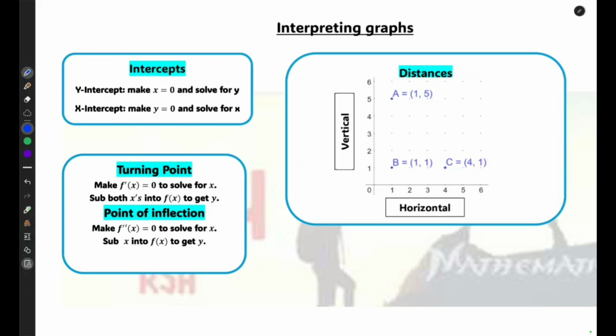To get a y-intercept and to get an x-intercept, you learned this from grade 9 when you started drawing straight lines, and it's still the same thing. If you want a y-intercept, you make x equal to 0. If you want an x-intercept, you make y equal to 0. And then you do algebra and solve your equation.